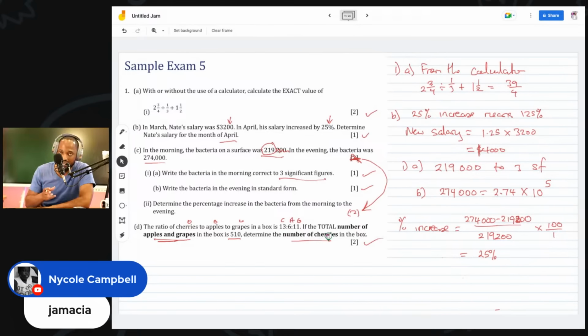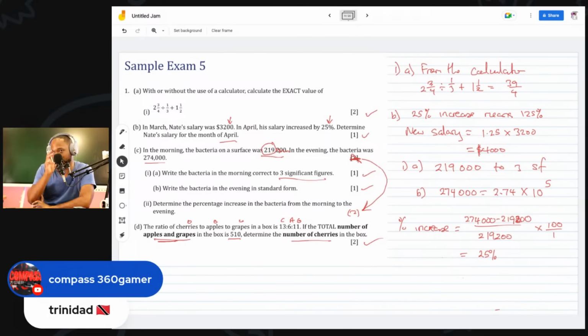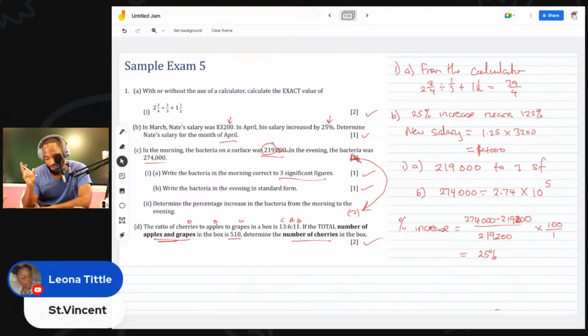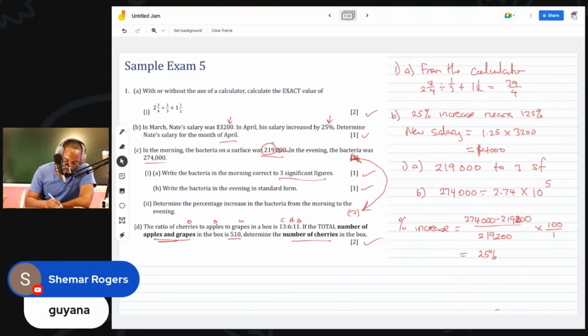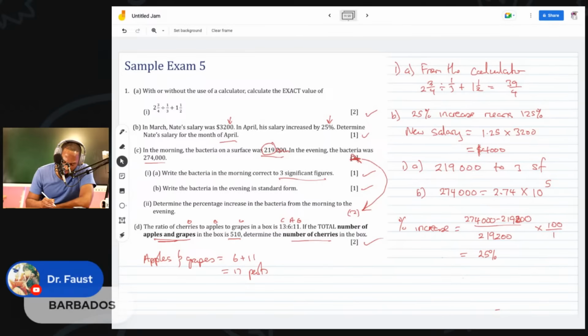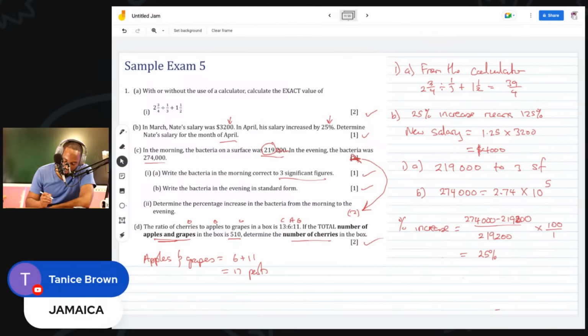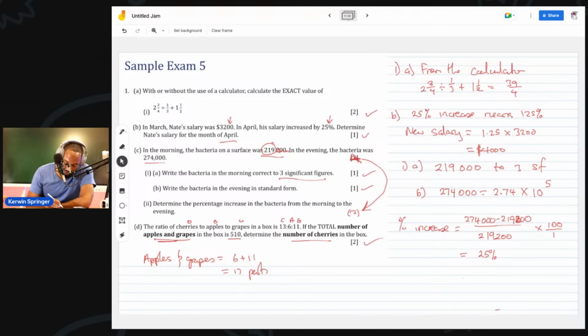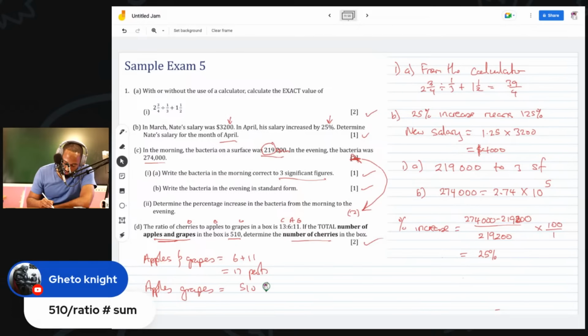So the key for our ratio question is finding for one. You need to find something to equate the parts to the number, and then find for one part. So apples and grapes represent how many parts? 6 plus 11 equals 17. And the apples and grapes also equal 510 fruits, according to the question.